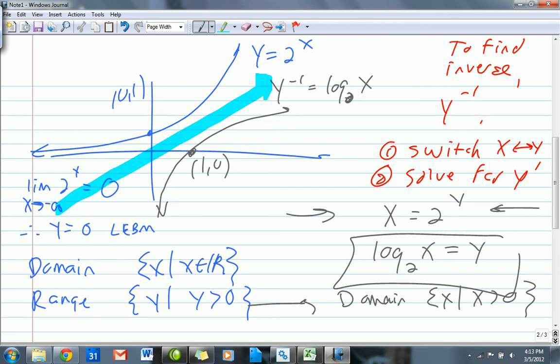Just kidding. The range, therefore, will be the domain of its inverse, which is just going to be the set of all reals. So there's a quick little something for exponential growth and the relationship it has to logarithms. 2 to the x and log base 2 of x are inverses.